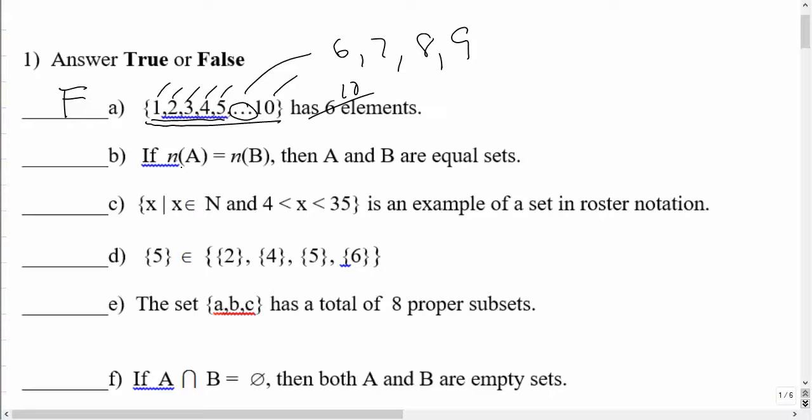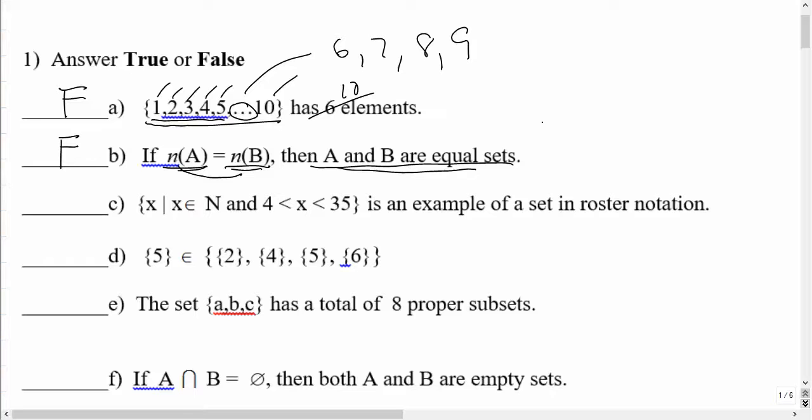B, if the number of elements in A equals the number of elements in B, this statement is saying that A and B have to be equal sets. Alright, so this notation here is saying how many elements are in the set. I don't know what's in A and B. I'm making the statement that the number of elements in the two sets are the same. Does that require A and B to be equal? And this statement is false.